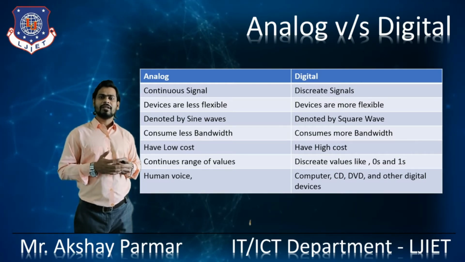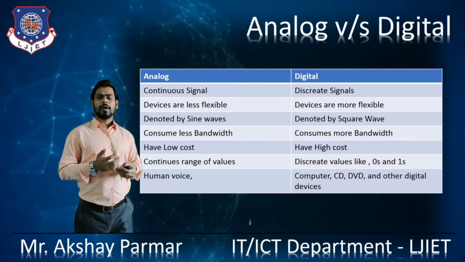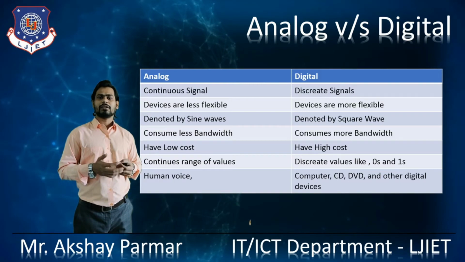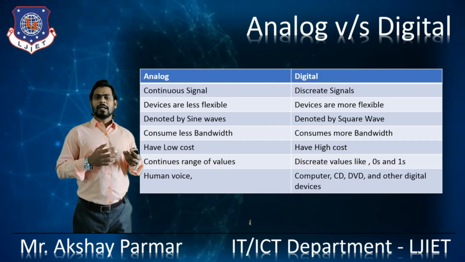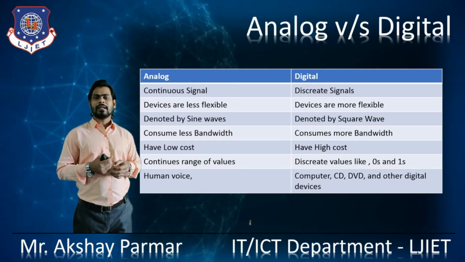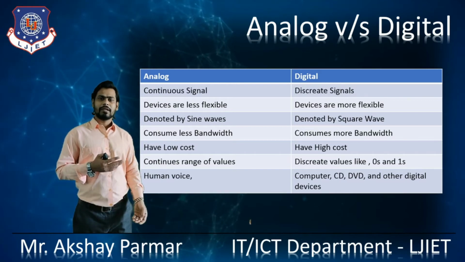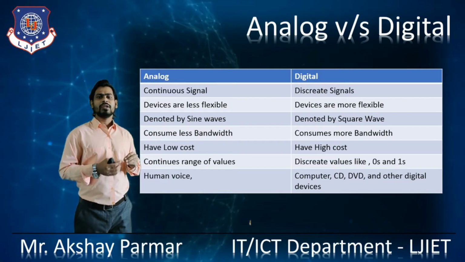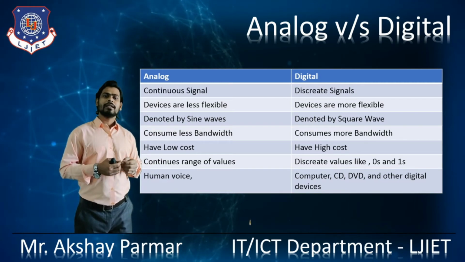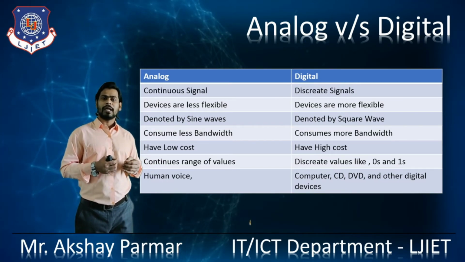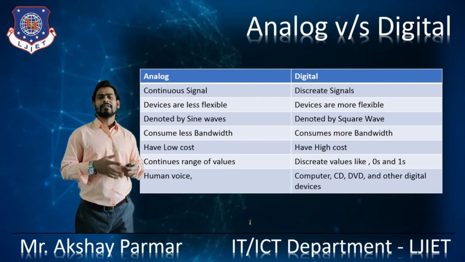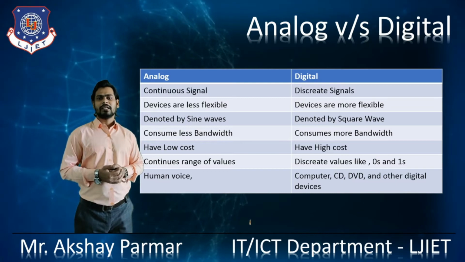The analog signal has a low cost to work with, whereas if you want to work with digital signals, the cost may be high. As we have discussed, in analog signals you can get a continuous range of values, any value between the given range. But in digital signals, discrete values, 0, 1, and all kinds of signal levels are measured with the help of digital signals, right?